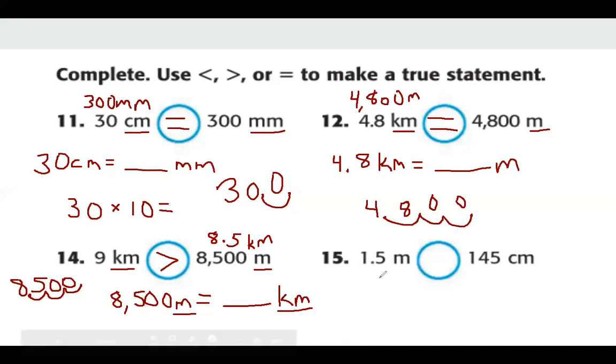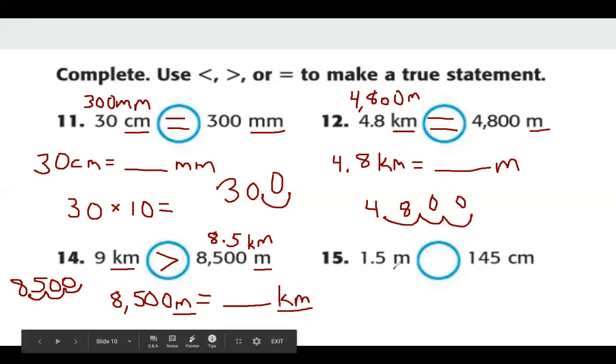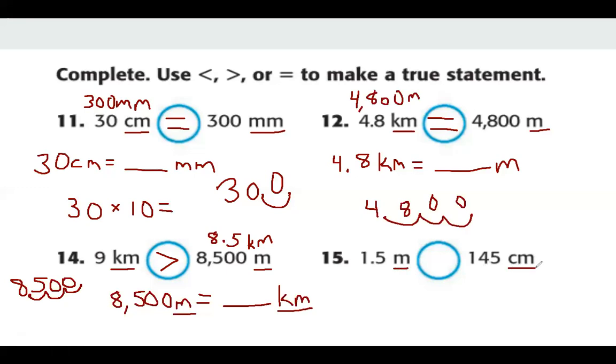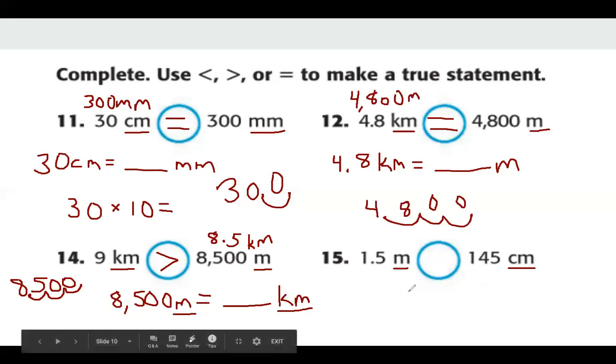Okay, last problem here for you boys and girls. On this one, we've got meters compared to centimeters. Let's do another dividing one here. So that means I'm gonna take my centimeters because I know that centimeters is smaller. And I'm gonna turn the centimeters into meters. So 145 centimeters. And I want to convert that into my same as my other measurement, which is meters.